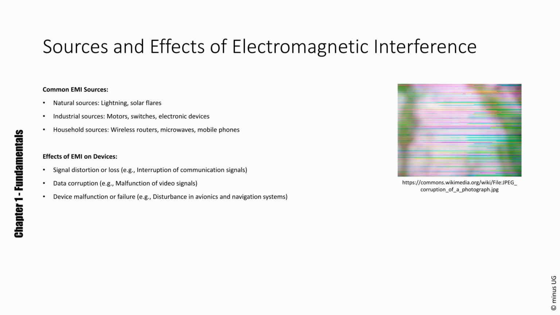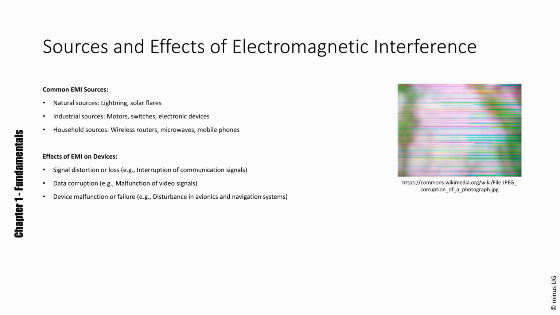The effects of electromagnetic interference, EMI, on electronic devices can range from minor annoyances to critical failures. One common impact is signal distortion or loss, which can interrupt communication signals in devices like radios and cell phones. In data-sensitive applications, EMI can lead to data corruption, exemplified by the malfunction of video signals where image quality is degraded or lost. More seriously, EMI can cause device malfunction or failure, which is particularly concerning in safety-critical systems such as avionics and navigation systems in aircraft. In these scenarios, EMI can disrupt the normal operation of instruments, posing significant risks.